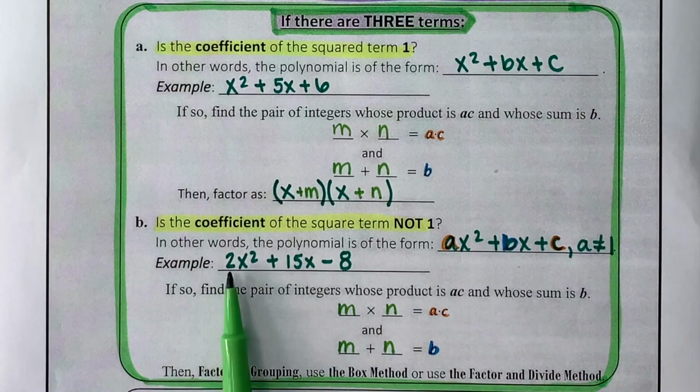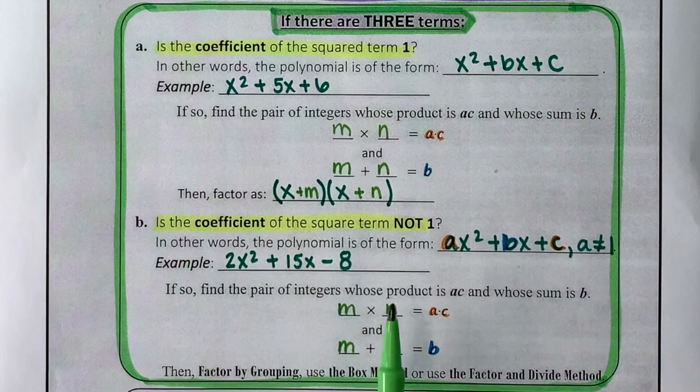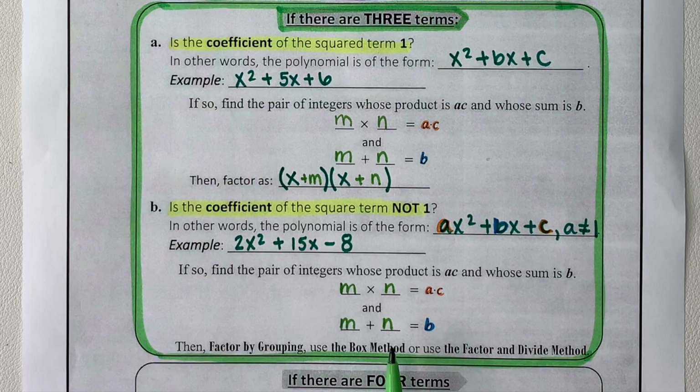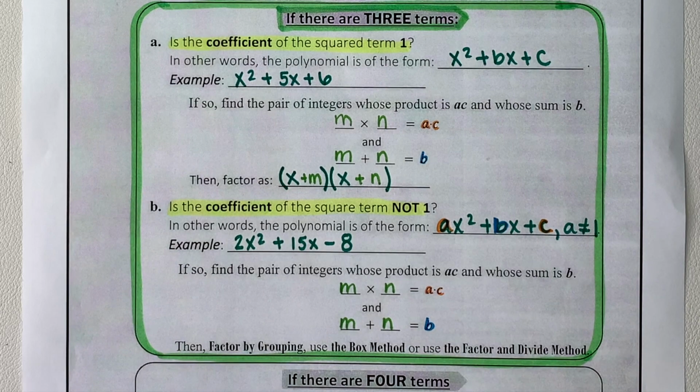For problems where the coefficient of the squared term is not 1, after you find these two numbers, we learned 3 different methods in chapter 4.5. You can pick whichever method you prefer. We learned to factor by grouping, or instead you could use the box method, or instead you could use the factor and divide method to get to your final answer. On the next few pages, we'll review some examples of how to factor expressions involving 3 terms.